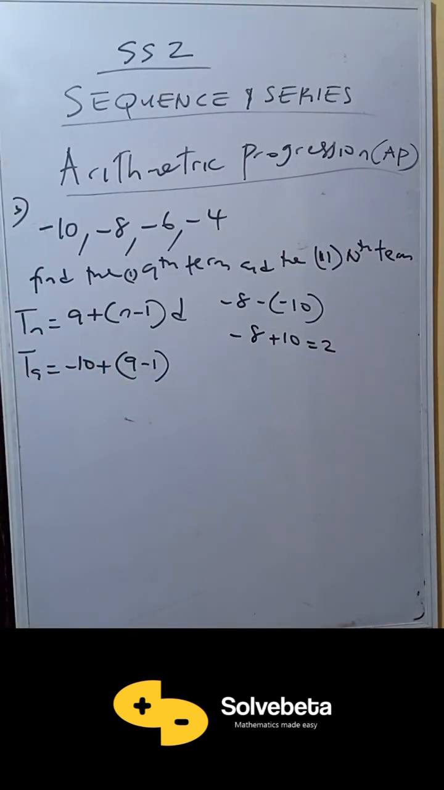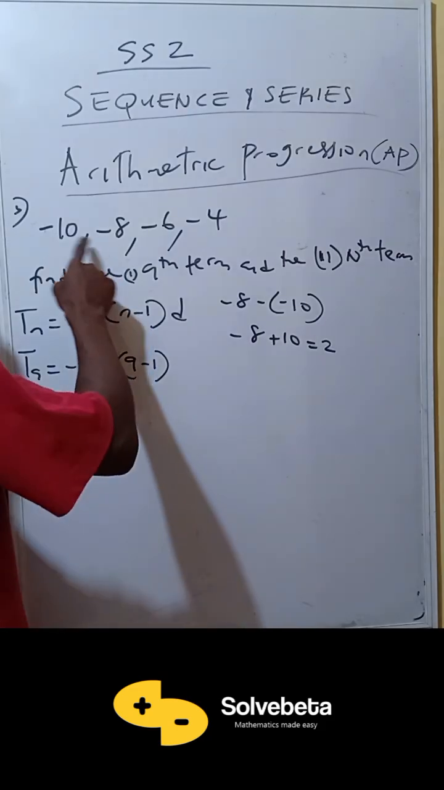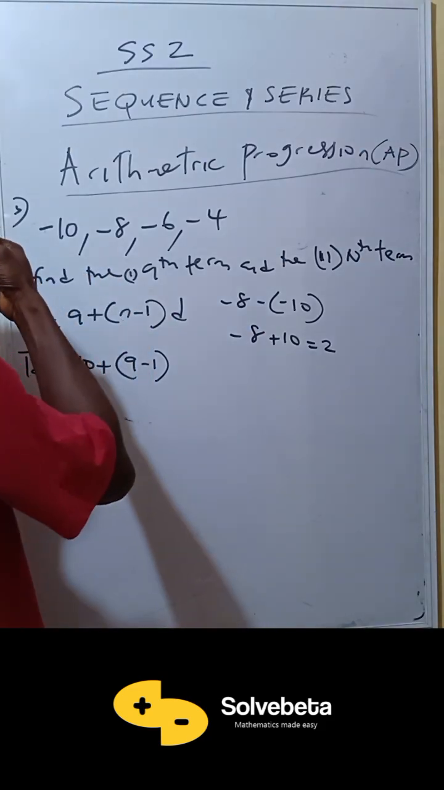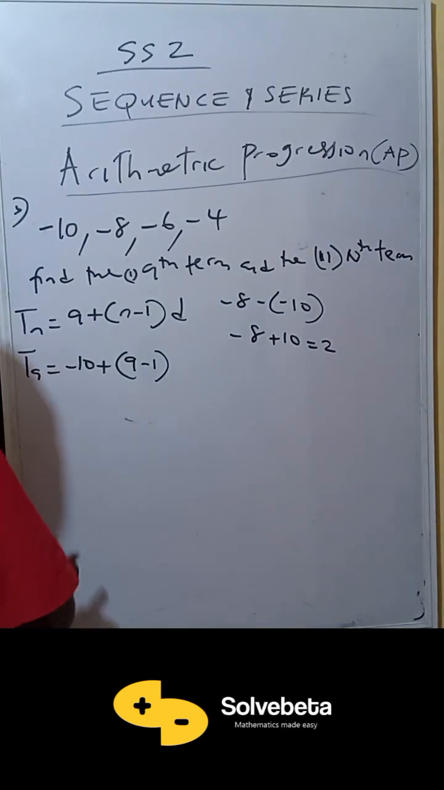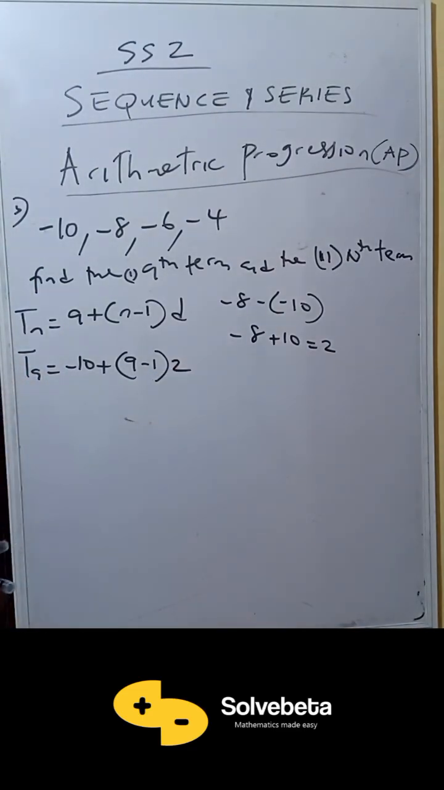2. Minus 8 plus 10 is 2. Are you seeing that? Minus 8 minus minus 10 is 2. So it means that D is what? 2.